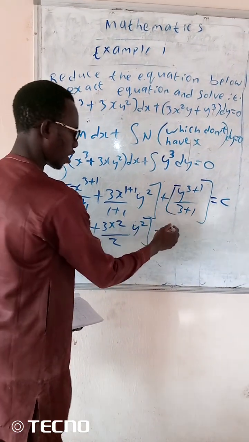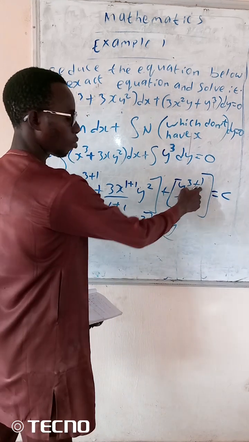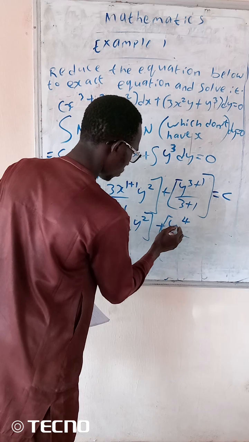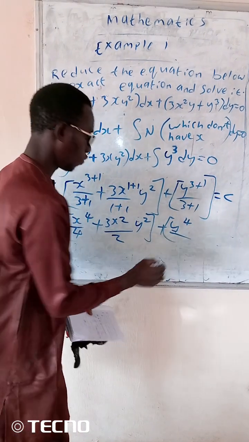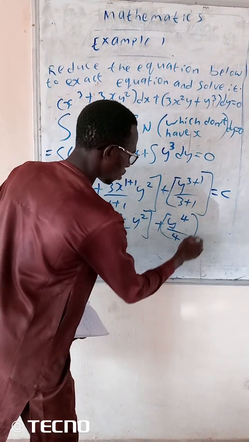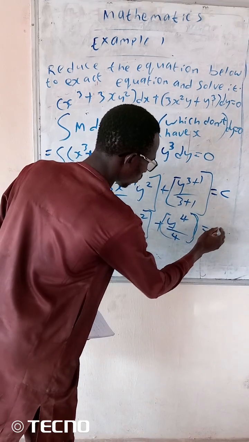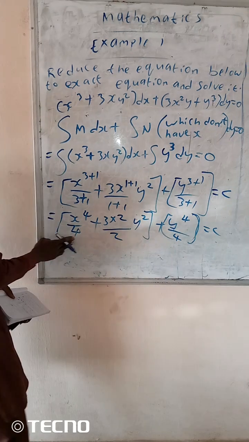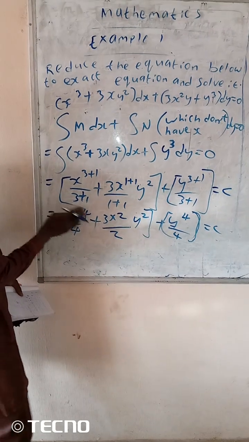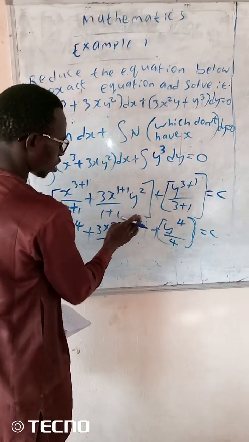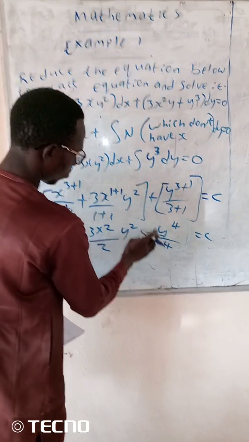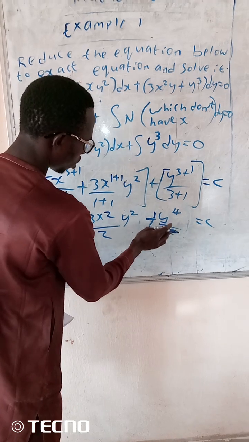Plus we have y, right? 3 plus 1 is what? 4. Divided by 3 plus 1, which is what? 4. Equals to what? Our constant. Of course, you can still remove it from the bracket to make everything kind of easier.